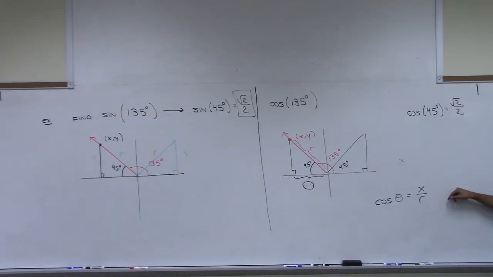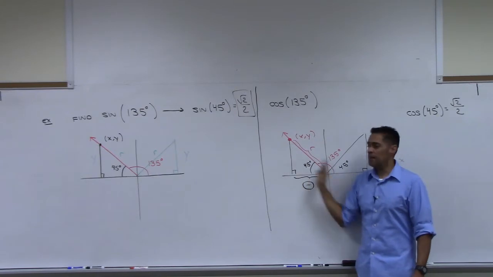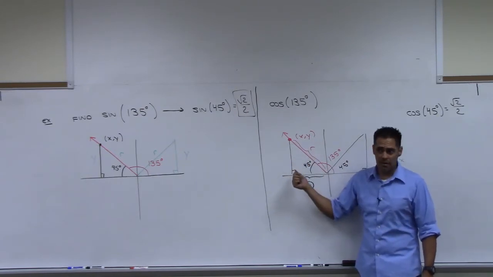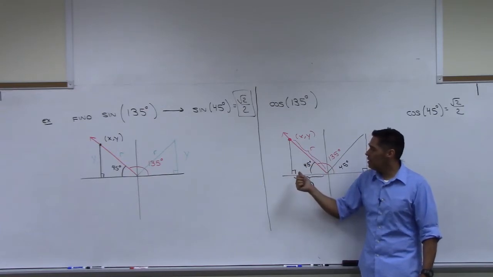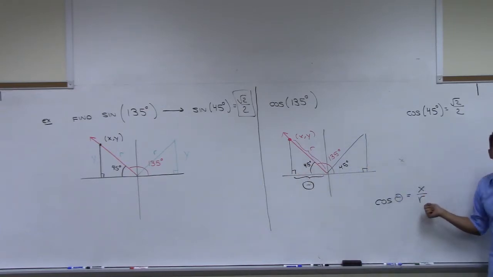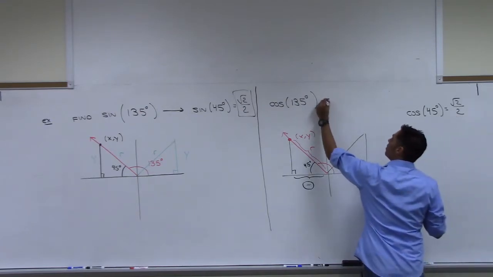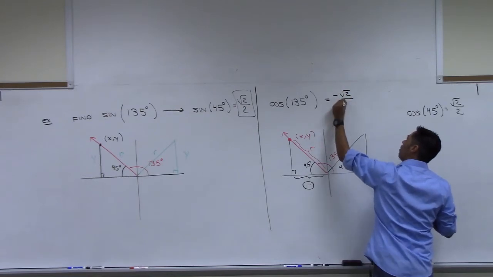Does that make sense? Because in the second quadrant, your x-coordinate is negative, right? Because of that, the ratio here has to be negative. So this can't be the answer. It has to be that, but negative. So the answer here is negative root 2 over 2.